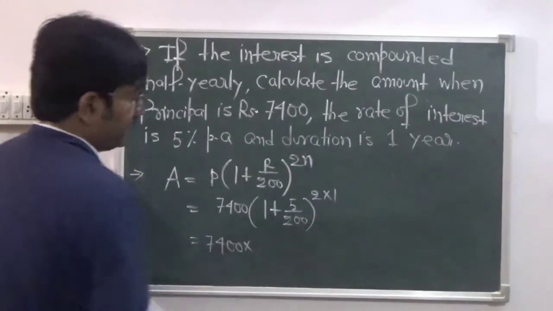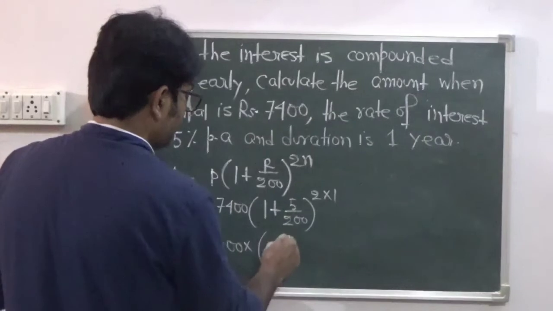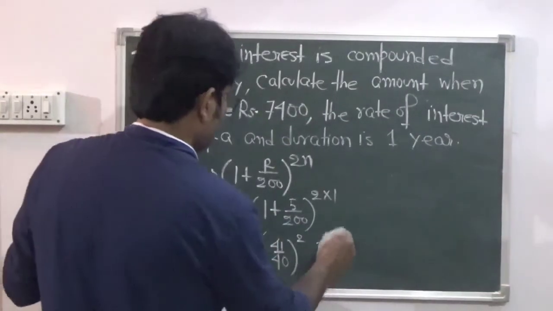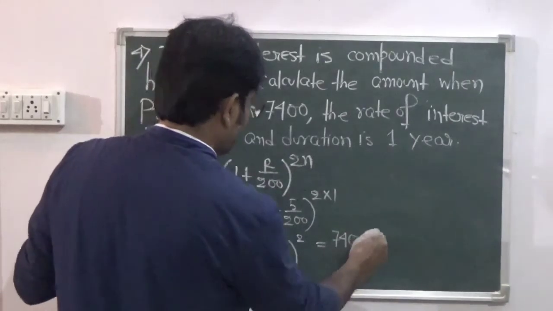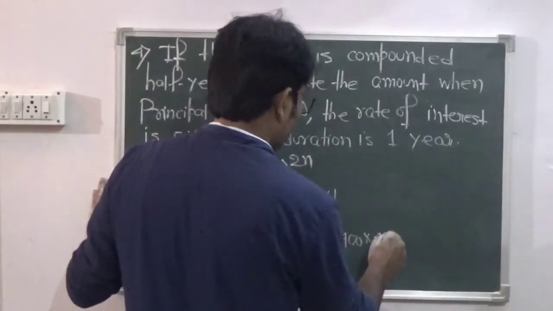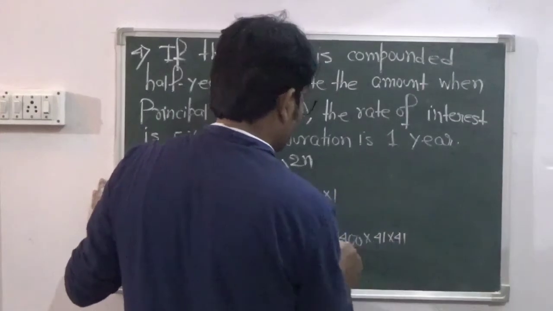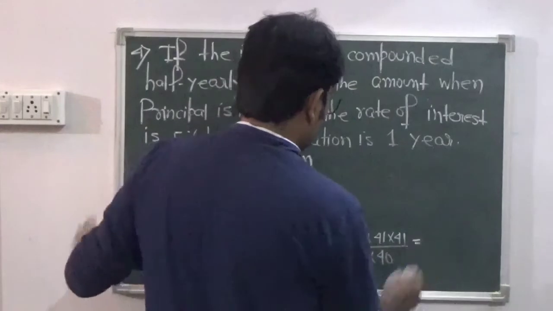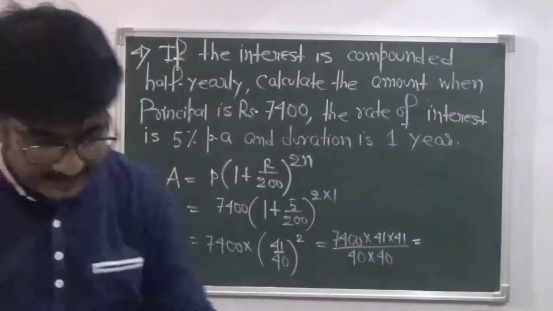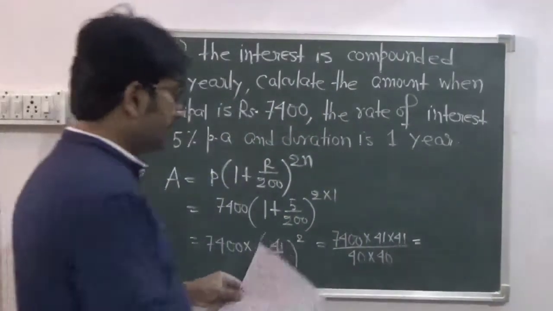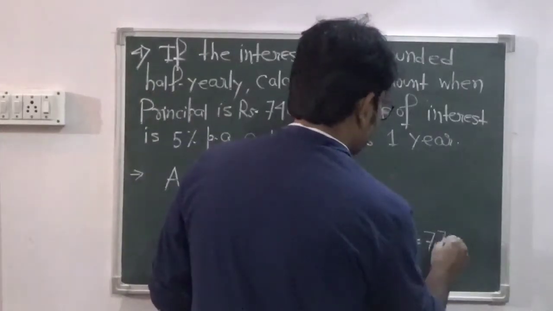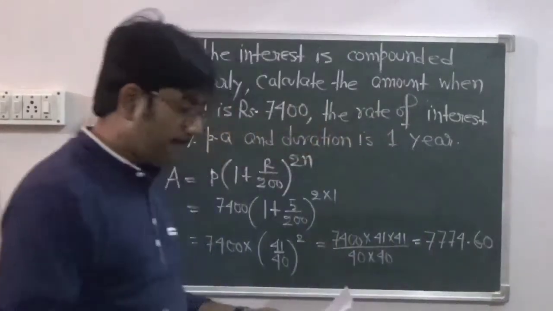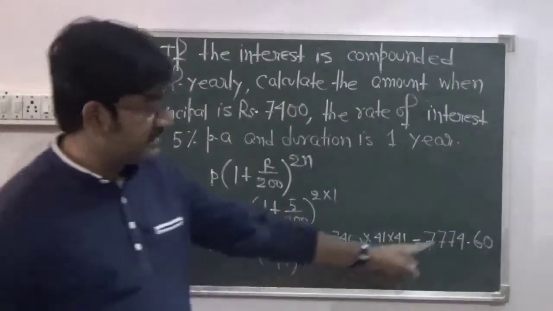7400 into 41 by 40 to the power 2, so that is 7400 into 41 into 41 divided by 40 into 40. So the final answer is 7774.60. So be careful with this calculation.